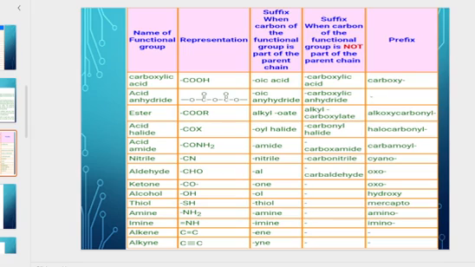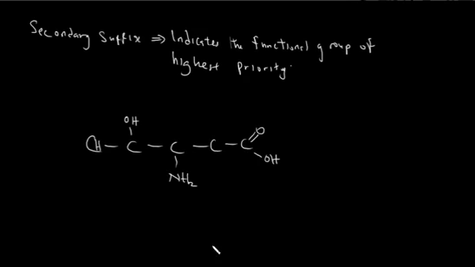So with that said, we would come back to the board. What I was just trying to say is that when you are considering your order of priority, you will notice that these guys are higher than some guys. So the one that is the highest is indicated by the secondary suffix.